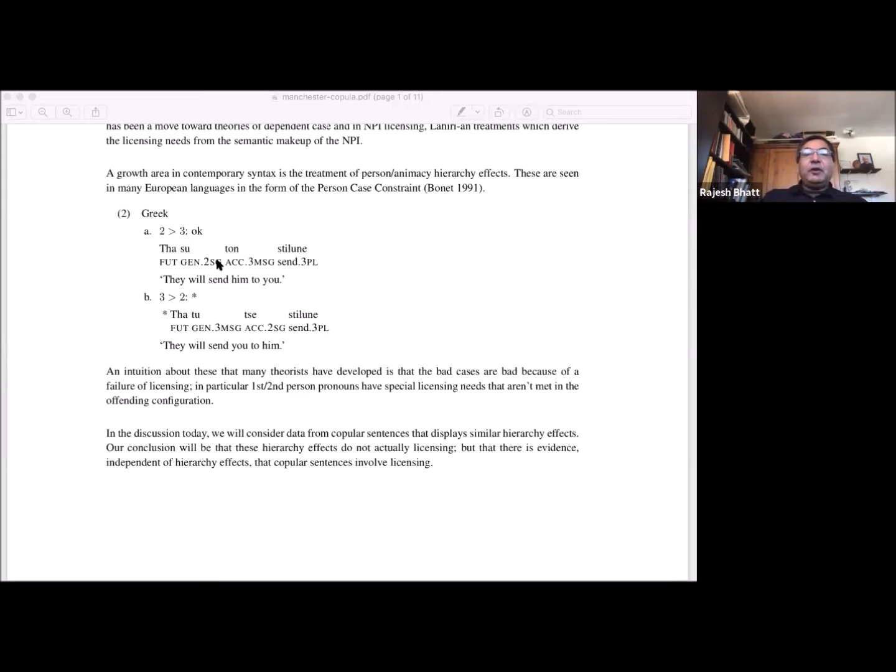Okay. So what we're going to do today is look at data from Copula Sentences in Hindi-Urdu, also a little bit in German, that display similar hierarchy effects. Our conclusion, following some other people, is that these hierarchy effects do not actually require licensing. But in the process of doing that, what we find is, well, it's true that you don't need licensing to handle hierarchy effects, but you still need licensing. Okay, so the licensing intuition is correct. It's just not correct for hierarchy. There are still places in the grammar where you still need licensing, but not for hierarchy. Okay, so let's get going.